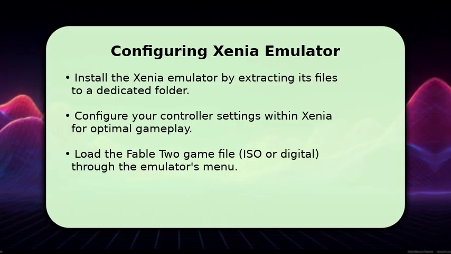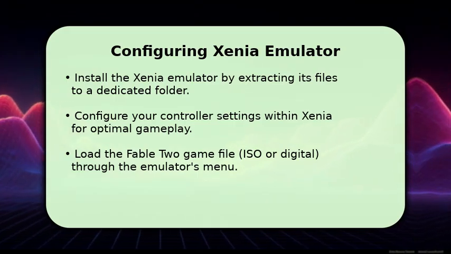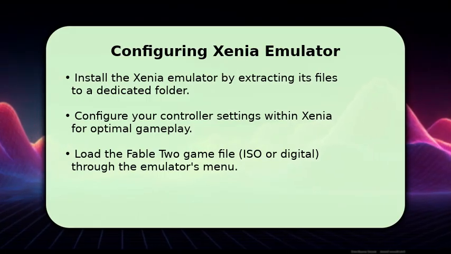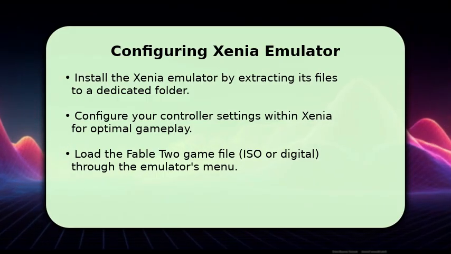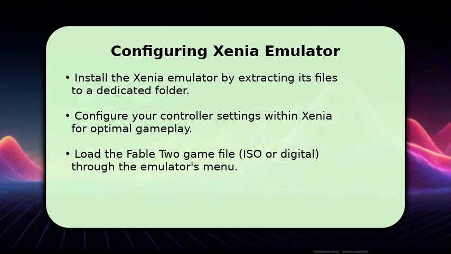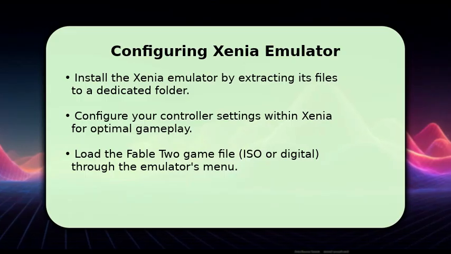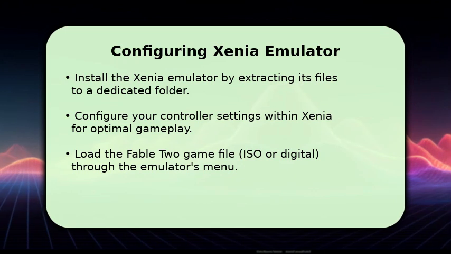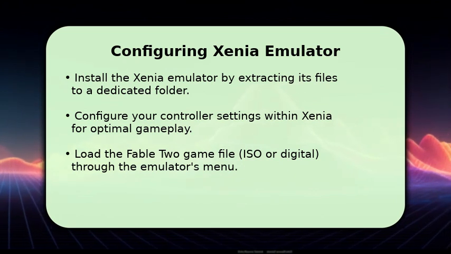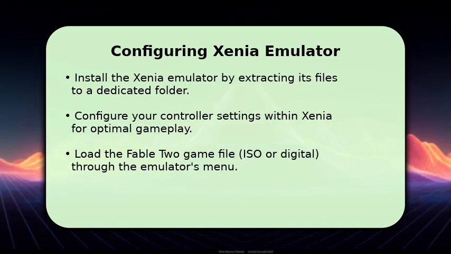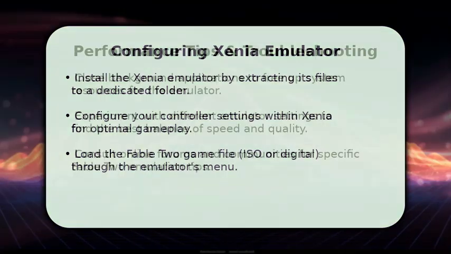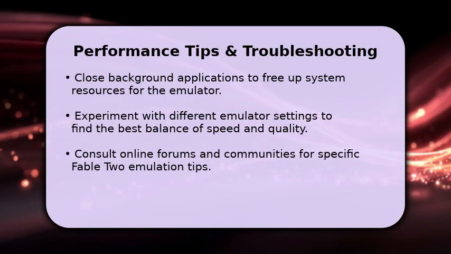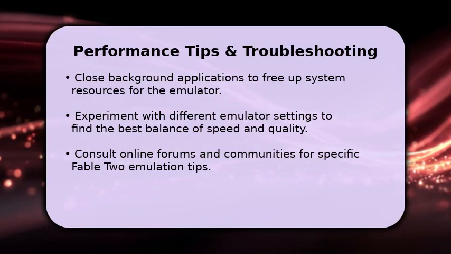Open the emulator and navigate to the settings to configure your preferred controller, ensuring a comfortable and responsive gaming experience. Then, load your Fable 2 game file, whether it's an ISO or a digital copy, directly through Xenia's interface. Take some time to fine-tune the graphics and audio settings to achieve the best possible performance and visual quality for your specific setup. To maximize your Fable 2 experience, close any unnecessary background applications to dedicate more system resources to the emulator.